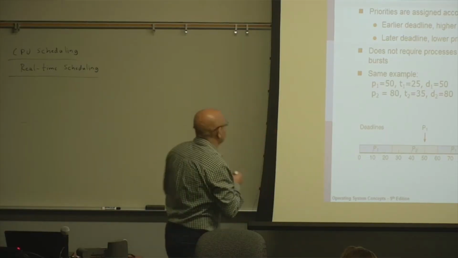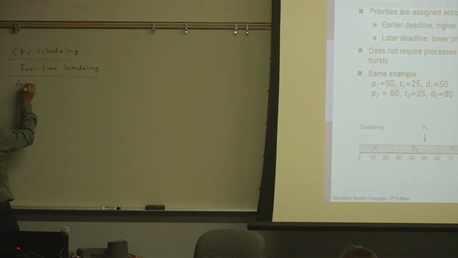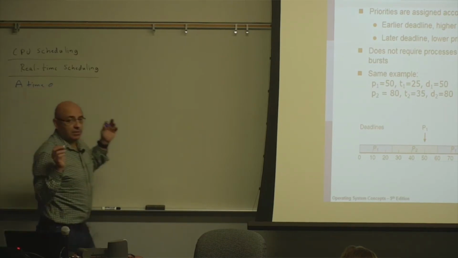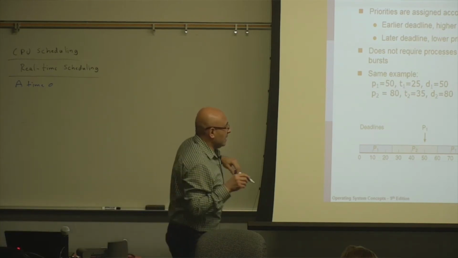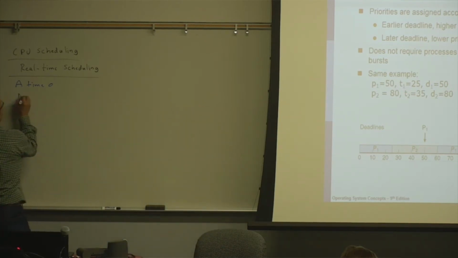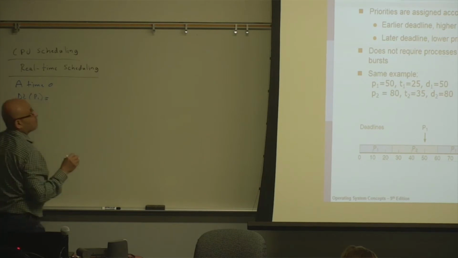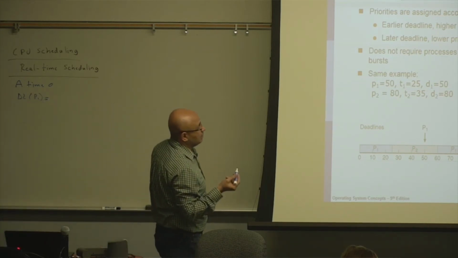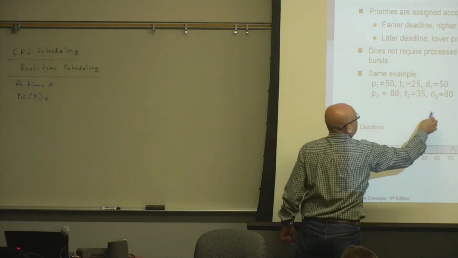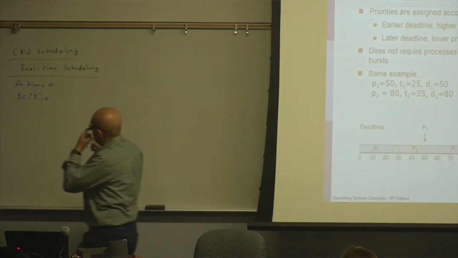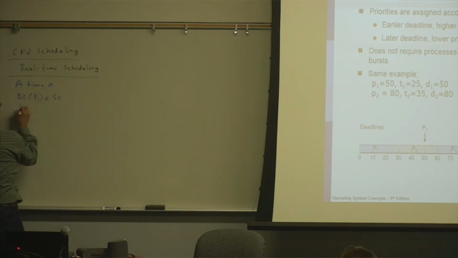So first decision is at time 0. At time 0, I have the first CPU burst of each one of them. What's the deadline of P1? Deadline of P1 is 50. Deadline of P2 is 80. And 50 gets the CPU. So the system is going to give the CPU to P1.